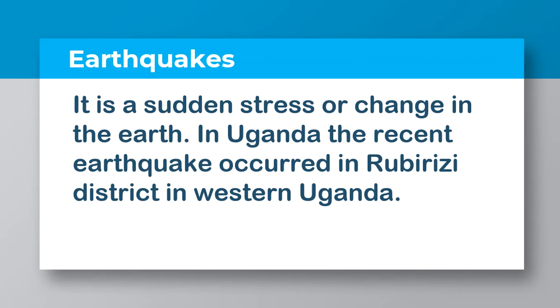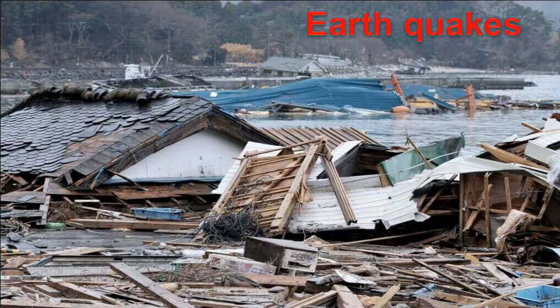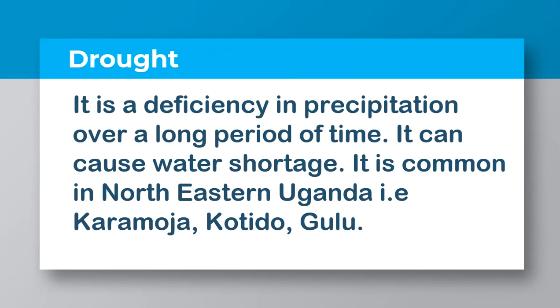So an earthquake can break down a building. Just imagine the earth shaking, vibrating. If it is an unfinished building, it can crumble down and fall. So we have earthquakes destroying a lot of our buildings. Let's have a look at another natural hazard, and that is a drought.